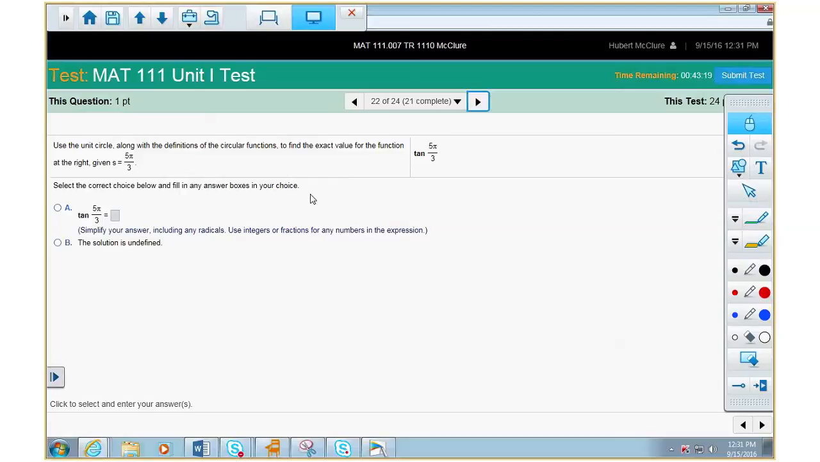All right, do this one. 5 pi over 3. I thought we did this one. It's 300 degrees, right? So 300 degrees, I'm thinking would be, I can't think right now. What would it be? The solution is undefined. 300, yeah, because we don't have a special angle, right?